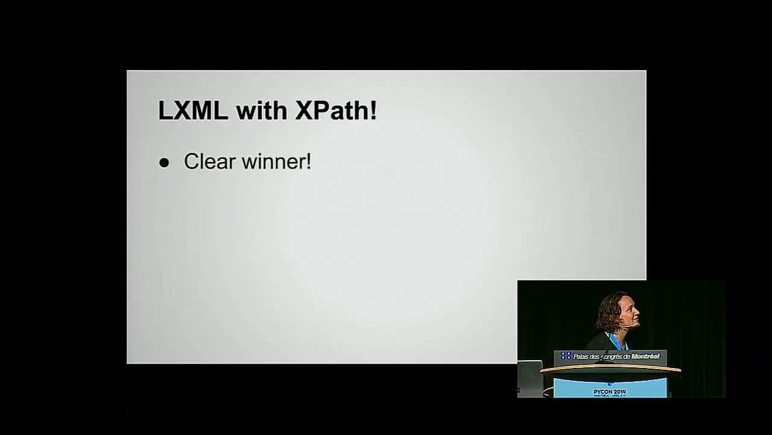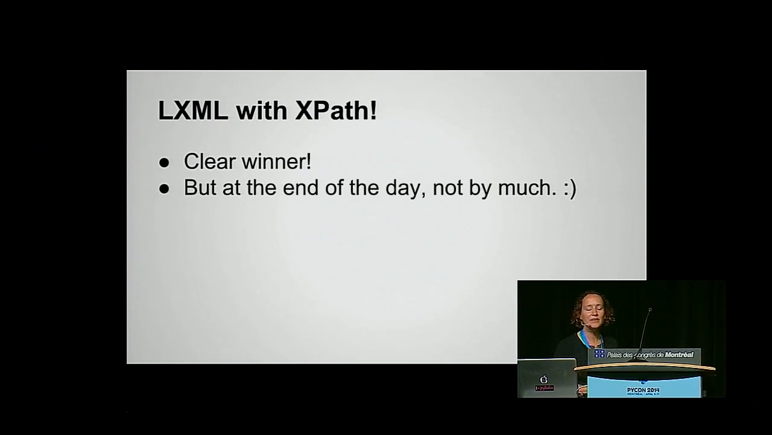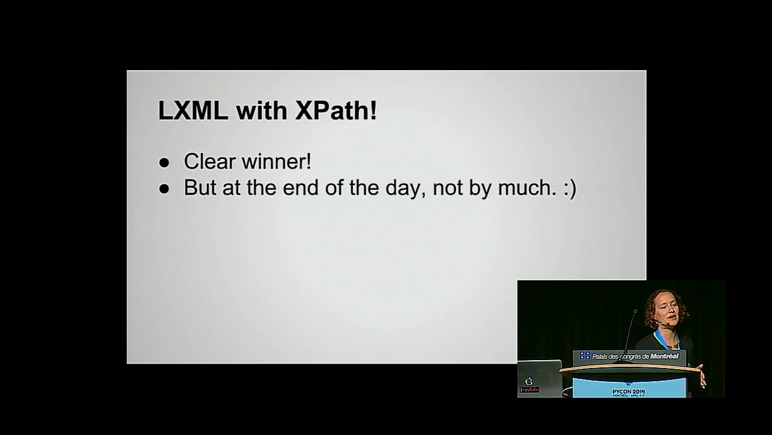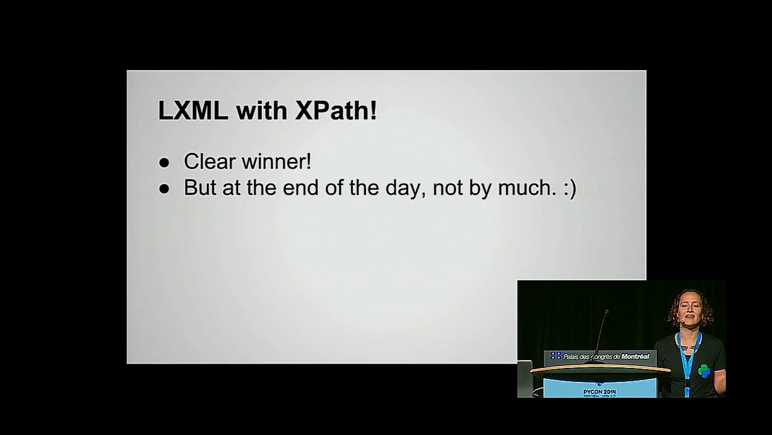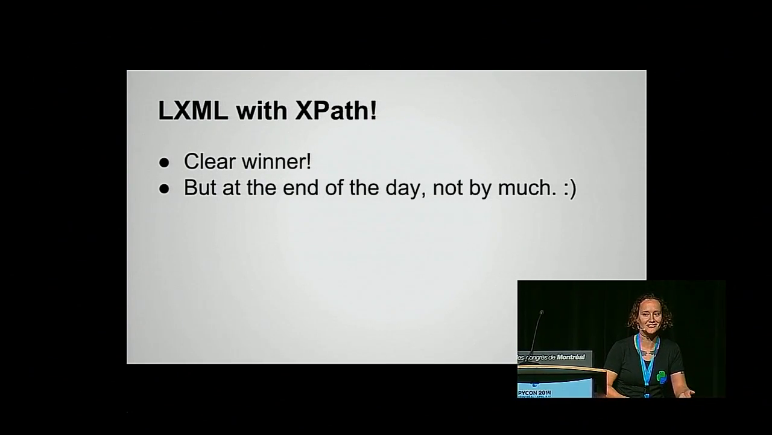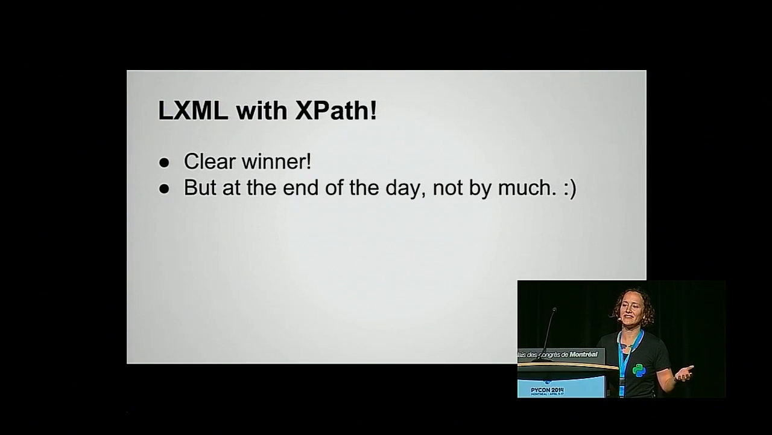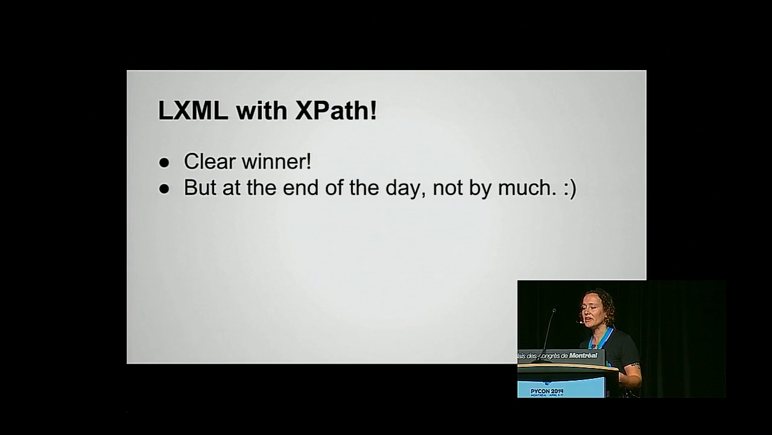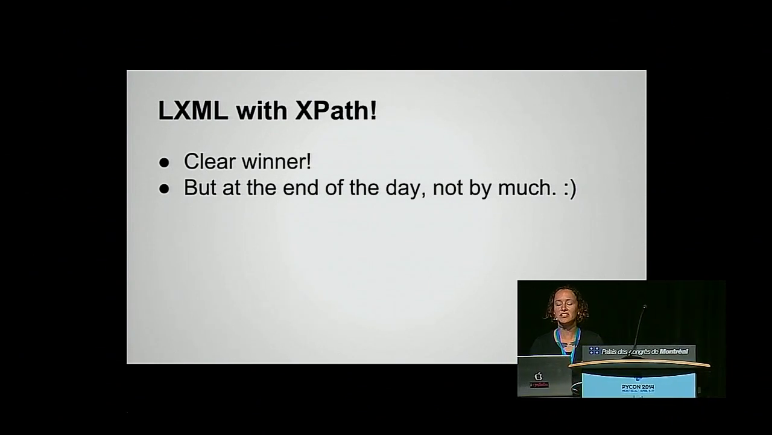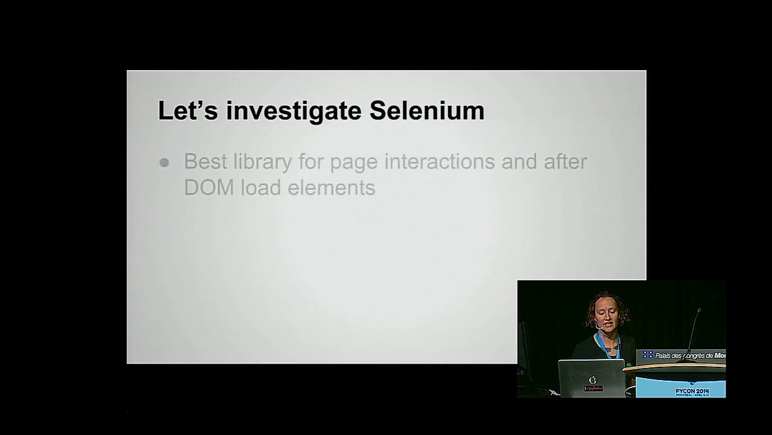So LXML with XPath is the clear winner here in terms of speed. But at the end of the day, it's really not by much. So I would caution against saying something like BeautifulSoup is slow. That's just not true. And I would caution against saying LXML with XPath is the fastest thing in the world. But it is pretty fast. And if you're looking at scraping quite a lot of data, it would definitely be worth investigating, right?